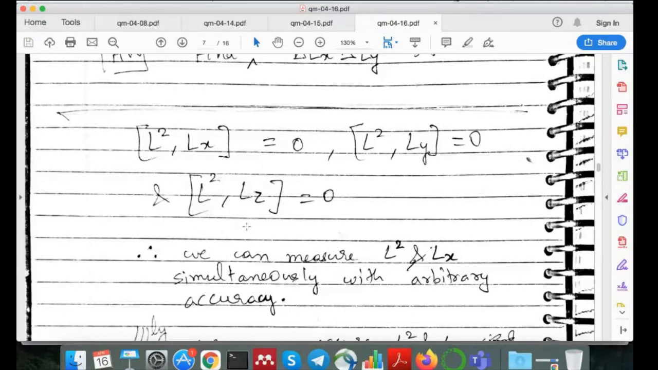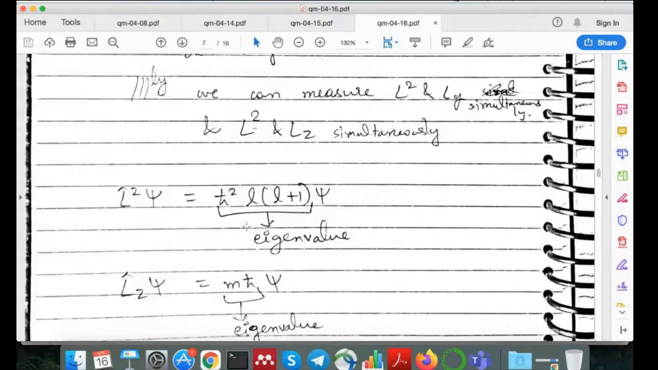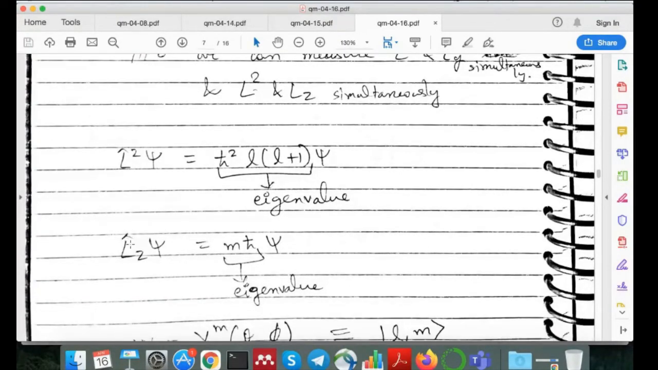Okay. All right. So now that these are operators, obviously, if you apply these onto an eigenfunction or a wave function, you have to get some eigenvalue. So the eigenvalue of this L square operator is essentially h cross square into L into L plus 1. So this is your eigenvalue. And the eigenvalue of the Lz operator is m h cross, right? m h cross is the eigenvalue of the Lz operator. Okay, so you have these two as the eigenvalues.